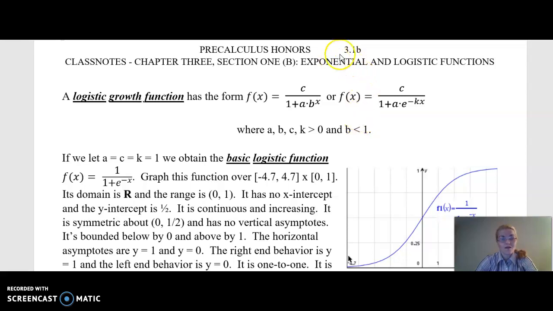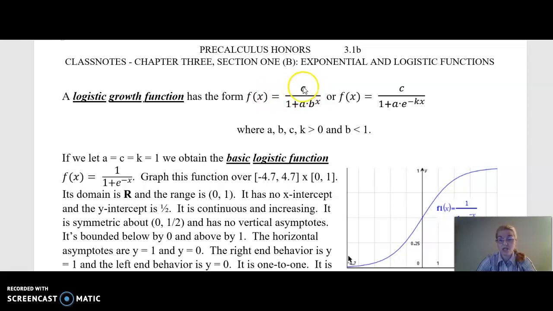Hello and welcome to Pre-Calculus Honors, Chapter 3, Section 1, Part 2, or Part B, Exponential, and today we're going to focus on logistic functions, right? So in class we talked about exponential functions. Today we're going to look at logistic functions, which basically come in one of two forms.